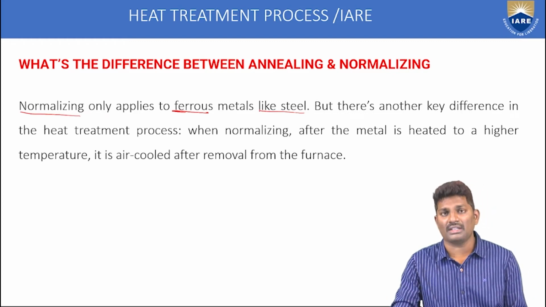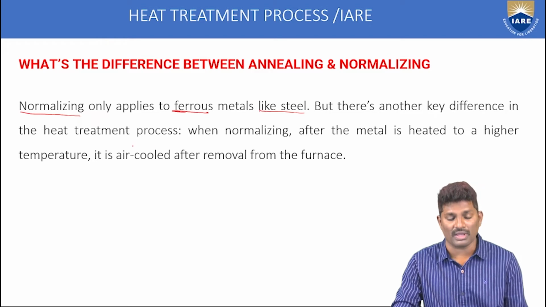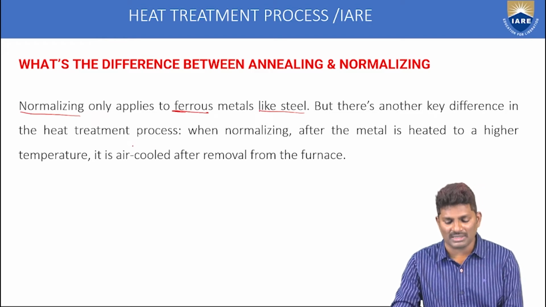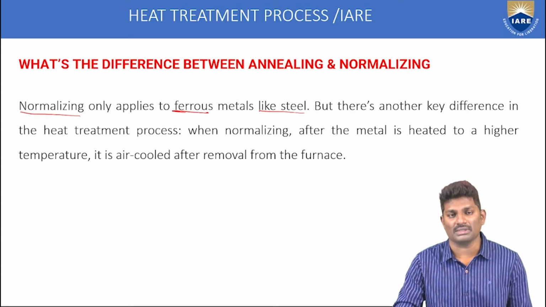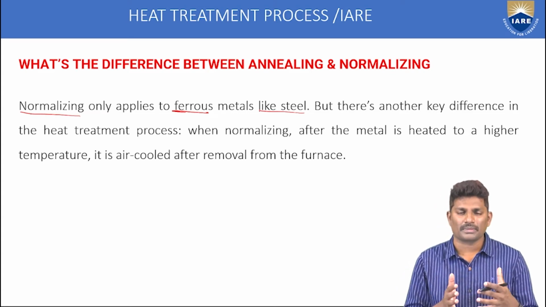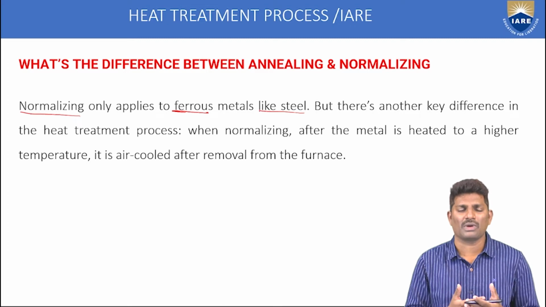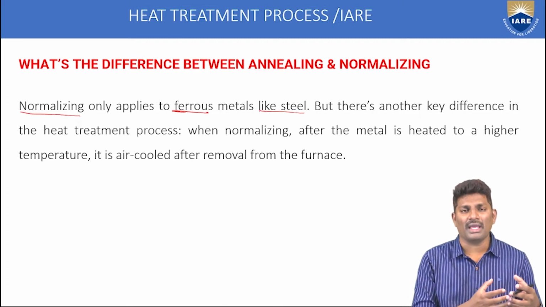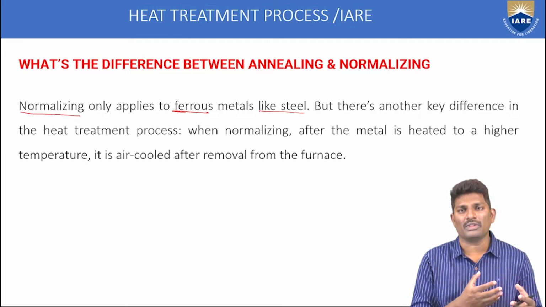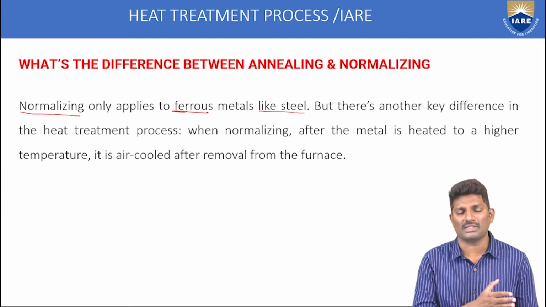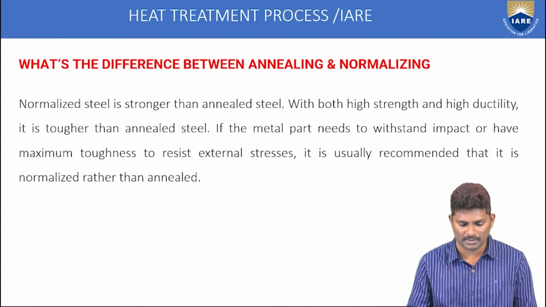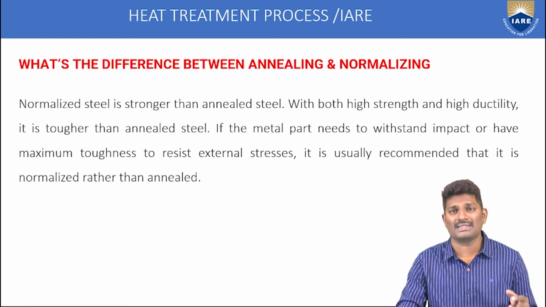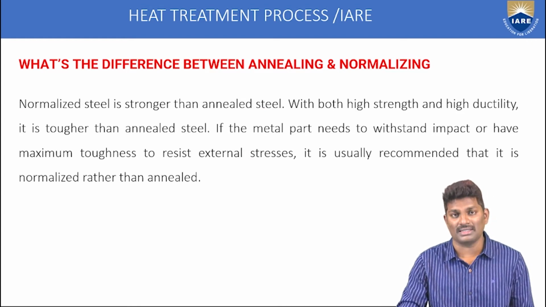But there is another key difference in this heat treatment process. When normalizing, after the metal is heated to high temperatures, it is air cooled after removal from the furnace. After the heat treatment, we remove the material and cool it with the help of an air cooling system. That is what happens in normalizing. And the normalized steel is stronger than annealed steel.